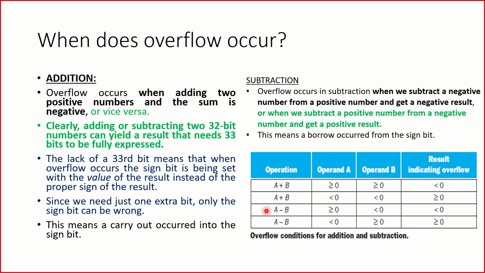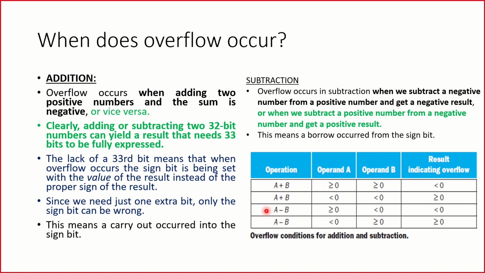Overflow will occur in addition when I am going to add two numbers which are positive and the result comes as negative. Remember, two numbers, A and B, are added: operand A is positive, operand B is positive, the result is negative, then it is overflow. The two numbers, the operands, are all of the same type. They are all positive, but the result is negative. In that case, it is overflow.